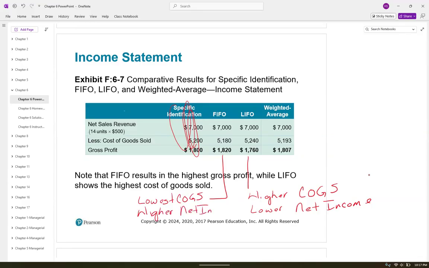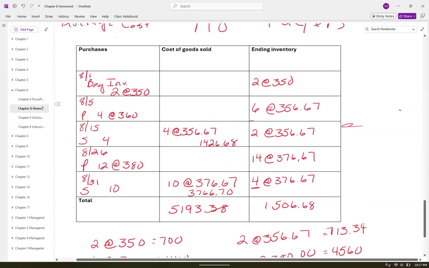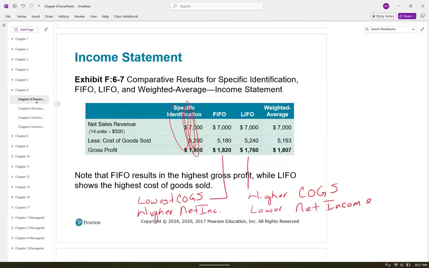Now this only happens in a period of rising prices. So I'm going to come back over here. When I say a period of rising prices, their beginning inventory was 350. They purchased some inventory for 360 and then they purchased some more for 380. That's a period of inflation or rising prices. So these little things only hold true when you're in a period of rising prices. When you get in a period of deflation, the opposite will happen for all of these.